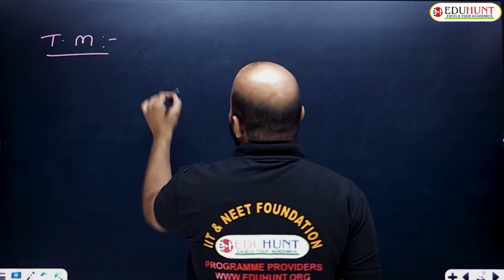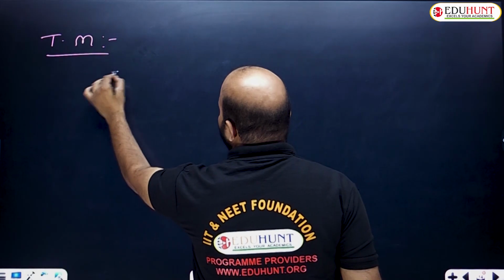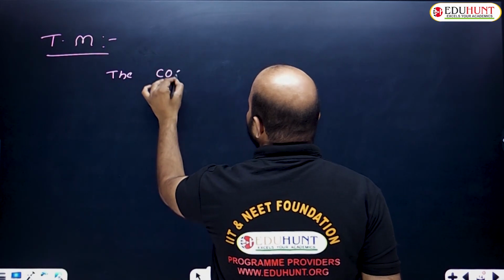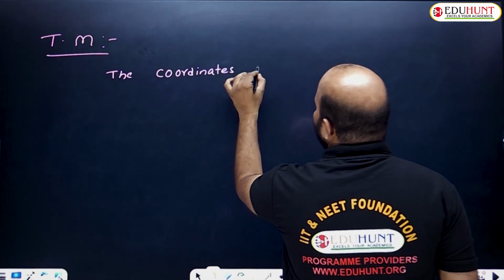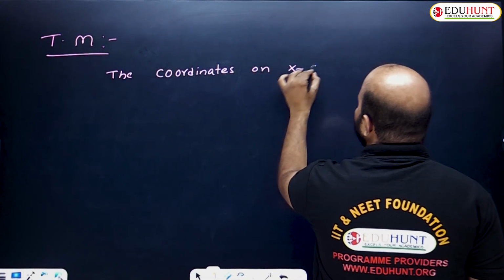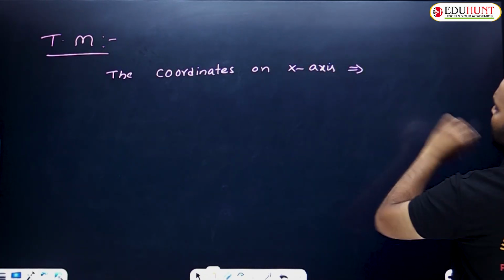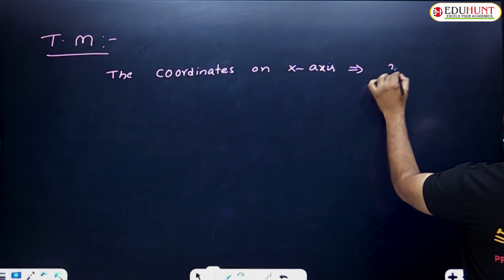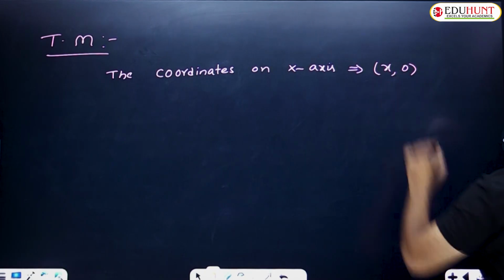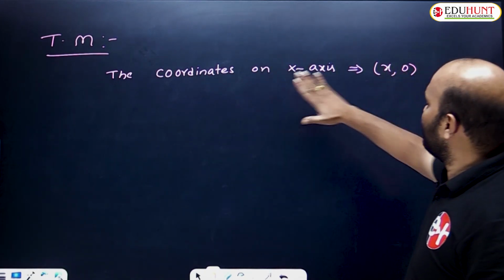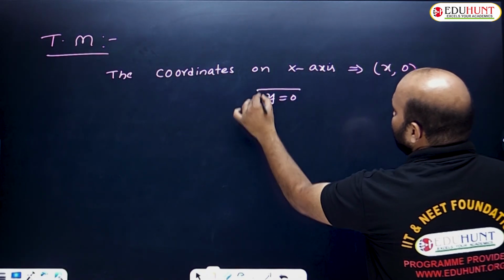So clearly we need to verify it. The coordinates on the x-axis: on the x-axis y equals 0. At y equals 0, what is the point? What are the coordinates? Small x, 0. The coordinates on the x-axis are (x, 0) because y equals 0. That is a very important thought.